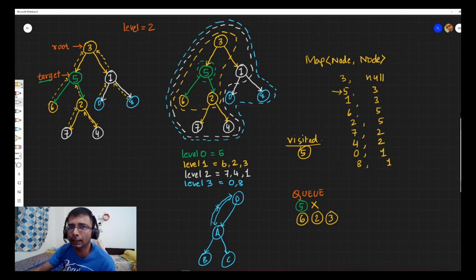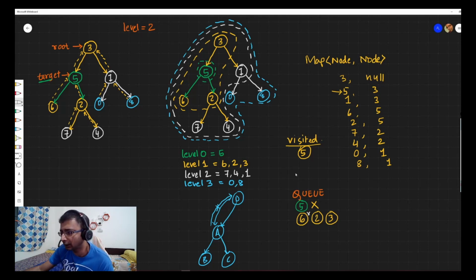So I ask 6 who's your left child. It's null. I check for the right side. I get a null. I ask for its parent. I get a 5, which is already present in the visited set. So I pop out 6. I don't get anything from 6. Its left child, right child, and parent have all been explored or are not present. As left and right child are not there and 5 is already explored, we move on. So 6 is also removed from the queue. And we move to 2.